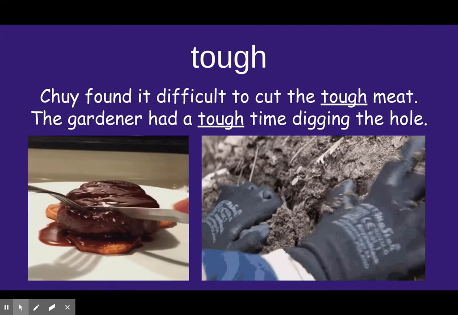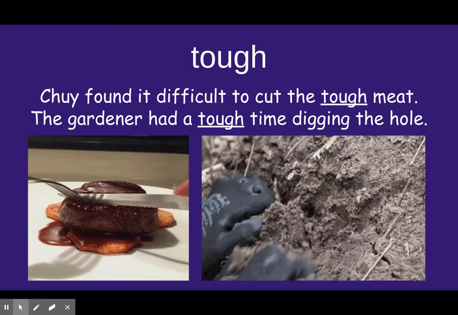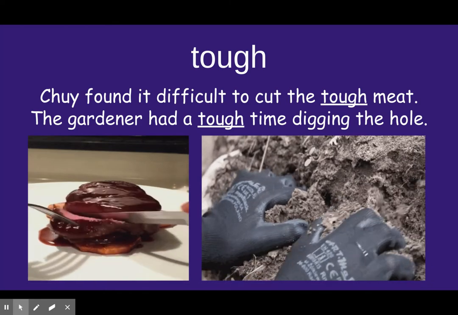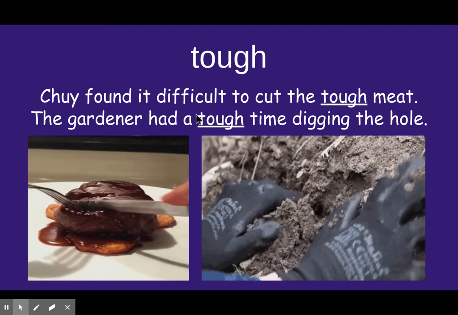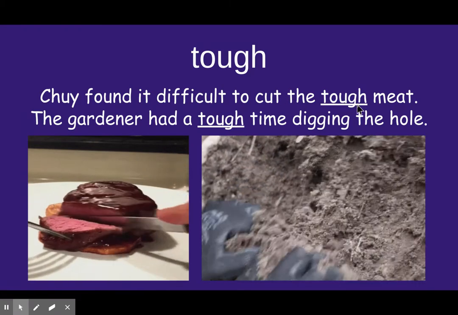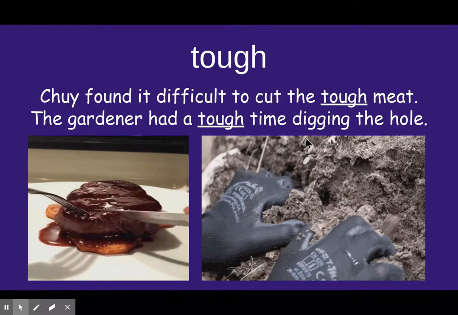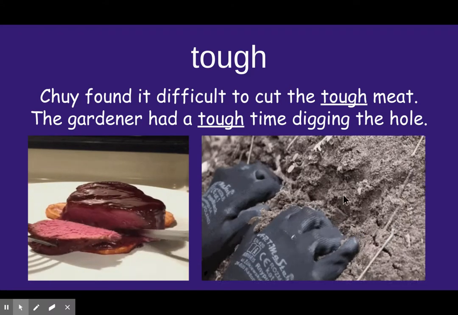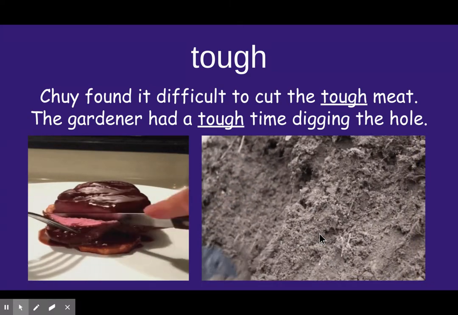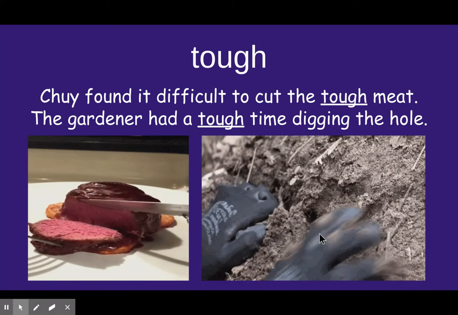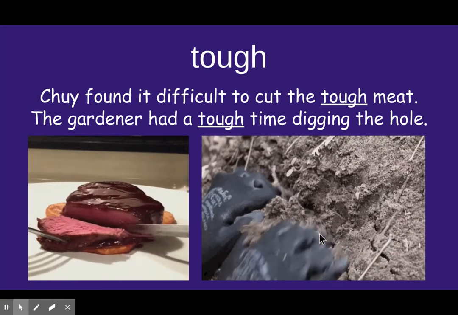Next word is tough. And remember, that's firm and you can't really cut through it or break it. And it's hard to rip apart. So it says Chewy found it difficult to cut through the tough meat. The gardener had a tough time digging the hole. The dirt might be real dry and you see the person's really having to work at it to break that dirt apart because it's tough. It won't break or move easily or bend.